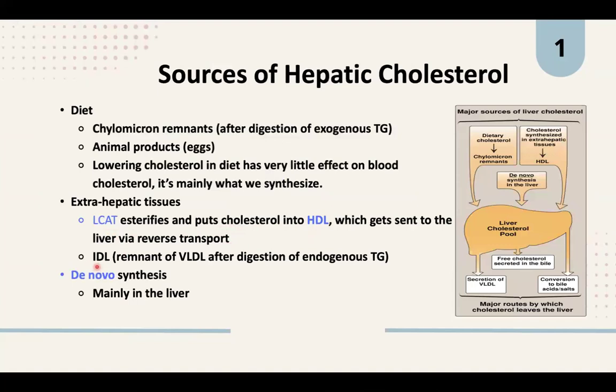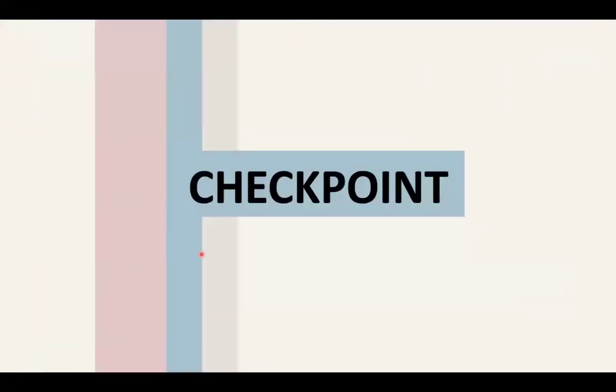There's also IDL, which is intermediate lipoprotein. And when you study the lipoprotein lecture, you will know all about this. Now, the last source of cholesterol is the de novo synthesis, which is basically the biosynthesis of cholesterol. And this mainly happens in the liver. And there are other places where it happens, and we will see those. But it's mainly liver. Okay, this is our first checkpoint. Any questions so far?